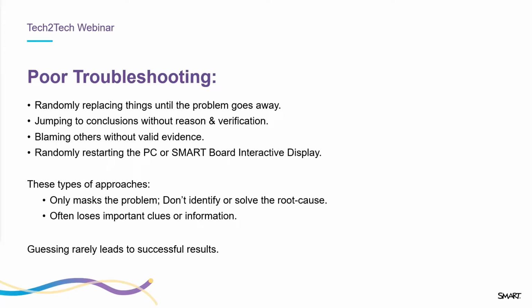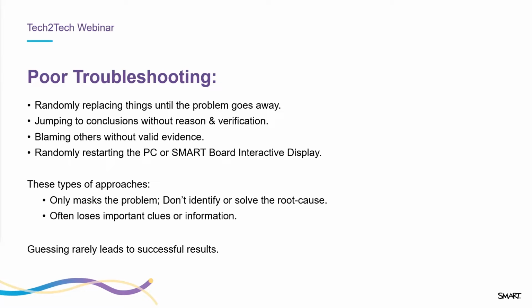And these are poor troubleshooting methods because when things are done randomly or you jump to conclusions, they only mask the problem. They don't typically identify the cause or solve it. And they often lose important clues or information. For example, today's modern smartboard interactive displays do capture logs on the display. Those logs only exist from power on to power off. If you restart the smartboard display, those logs are erased. So if during the troubleshooting process those logs are needed, they're gone if you've restarted the display.